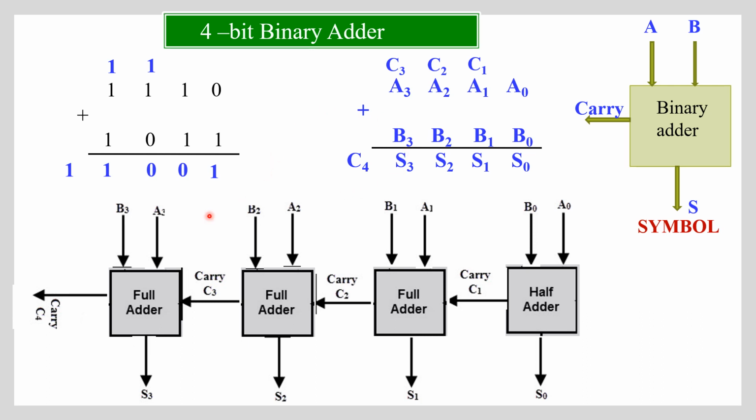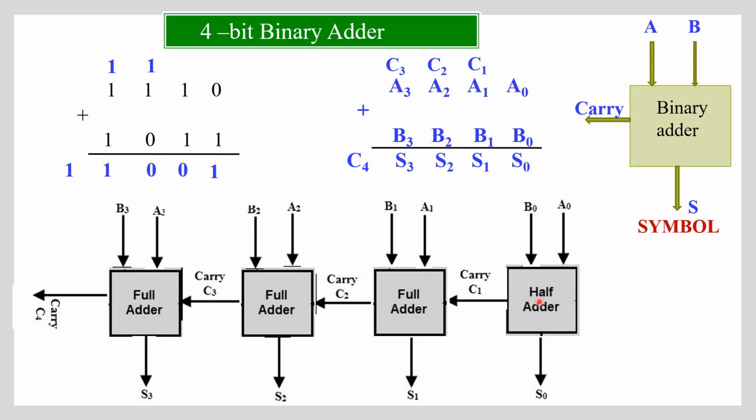Now let us understand how this addition is performed by this 4-bit binary adder. The first block represents a half adder. Its inputs are A0, B0 and the outputs are S0 and carry C1. Then the full adders. Each full adder has 3 inputs and 2 outputs, that is the sum and carry. Now let us see how to perform the addition.